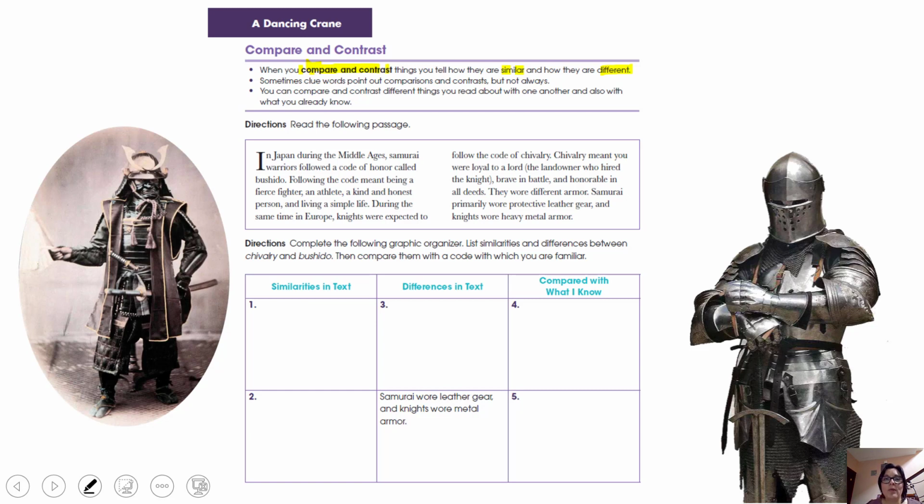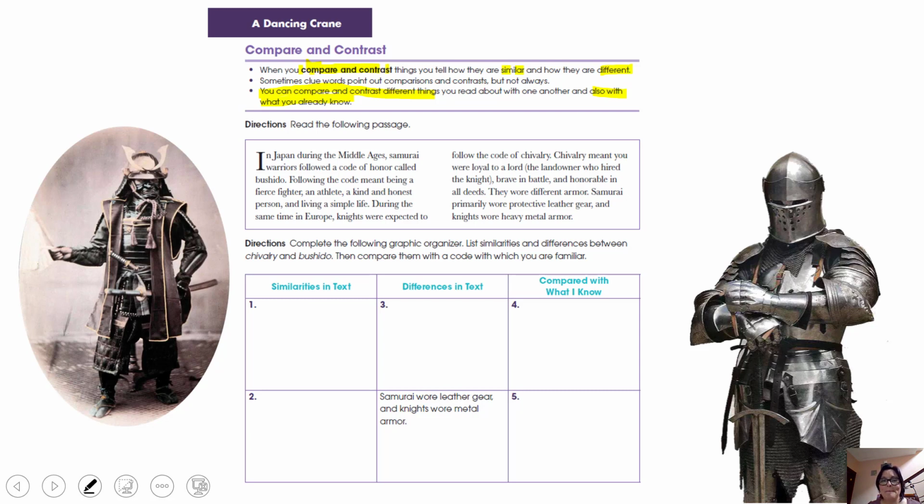Also, guys, when you compare, we can also compare those things with something that we already know. So let's underline this. When you compare, you also can compare what you already know. You are going to learn that in the example.